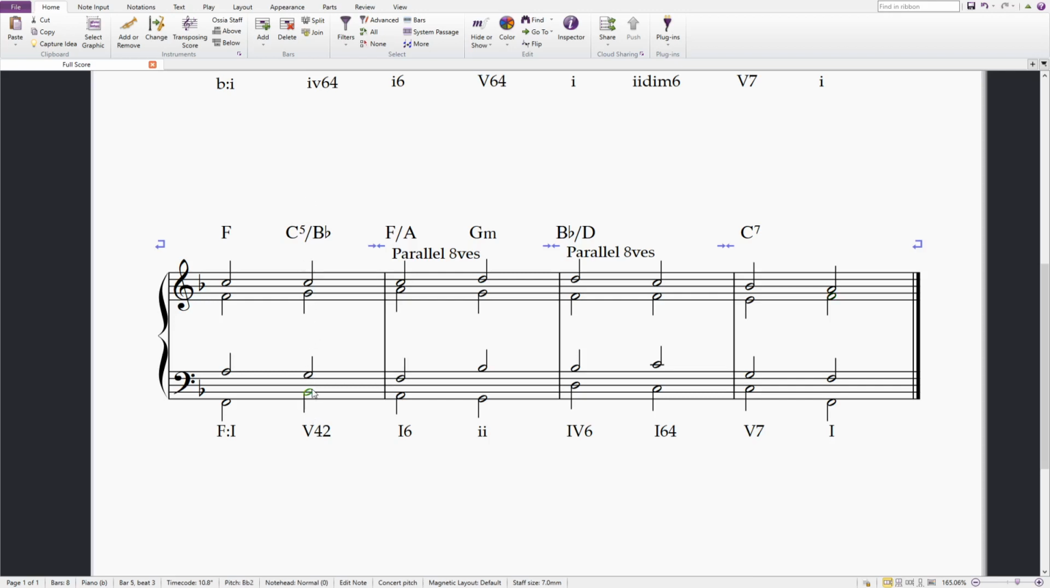Okay, so this is another chord that you did not spell correctly. So this needed to be a 5-7, a C. Oh, there's your B flat. I'm sorry. B flat, C.